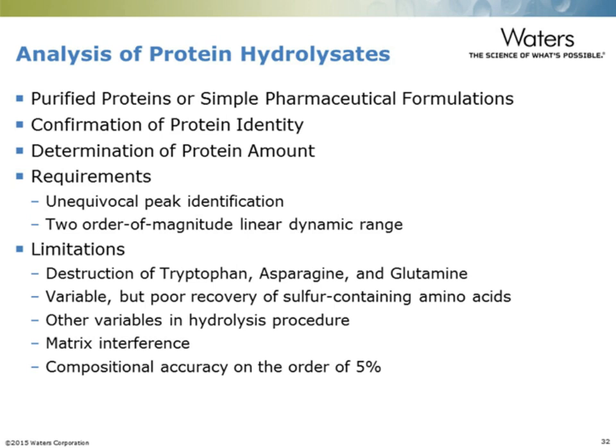When we hydrolyze the protein, we are having the limitations associated with the destruction of tryptophan, the conversion of asparagine and glutamine to aspartate and glutamic acid. Hydrolysis is probably the greatest source of variability in an amino acid analysis and is also the most subject to matrix interference. A commonly acceptable goal is to get a compositional accuracy on the order of about 5% for all of the amino acids within the sample.